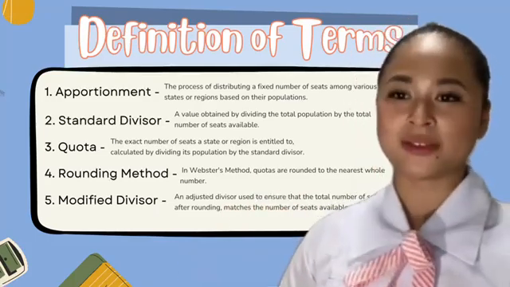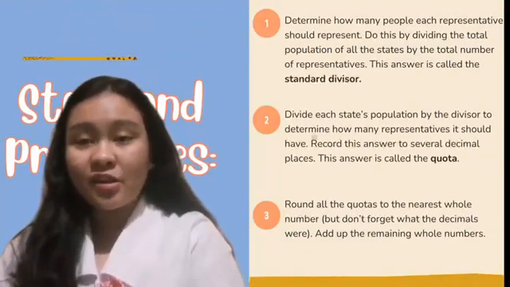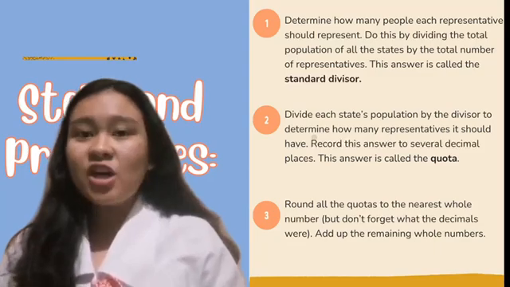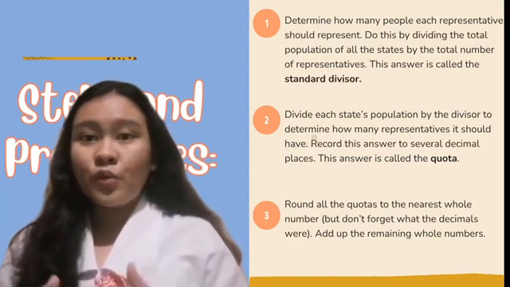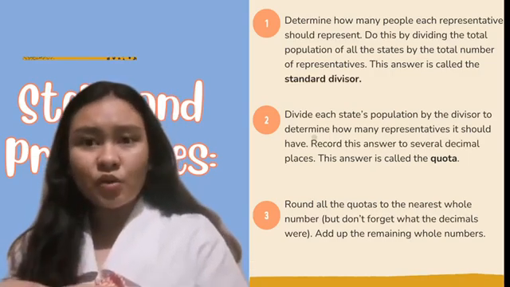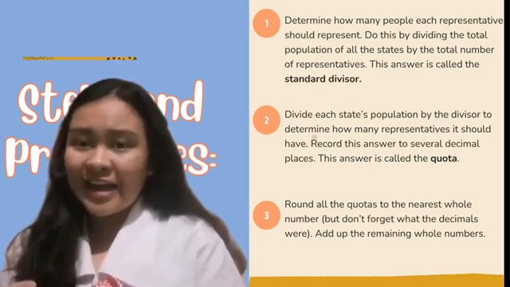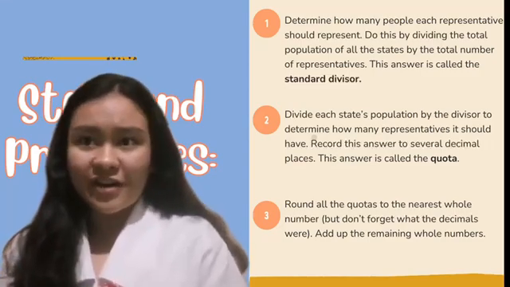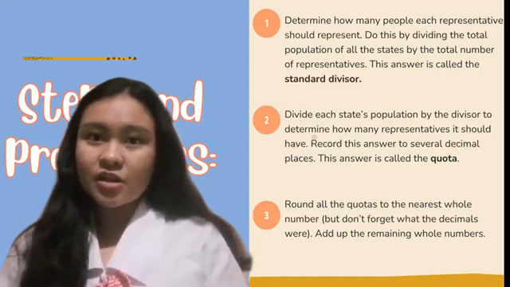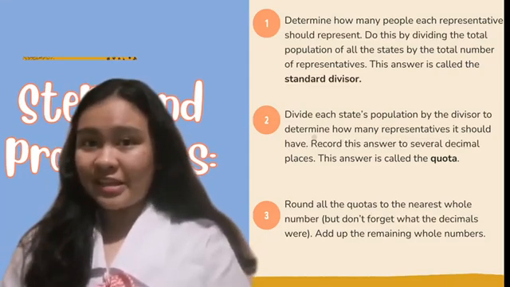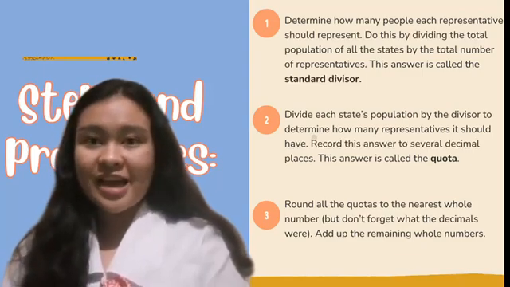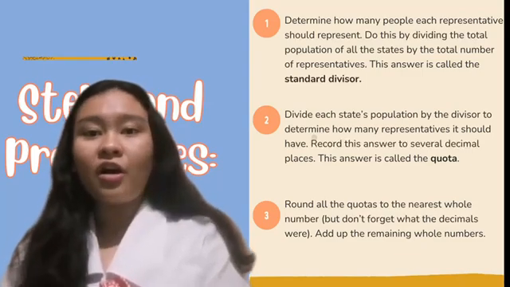the given amount. When using Webster's method, first we have to determine how many people each representative should represent. We do this by dividing the total population of all the states by the total number of representatives. The answer is what we call our standard divisor. For step 2, we divide each state's population by the divisor to determine how many representatives it should have. We record this answer to several decimal places. This answer is what we call our quota.